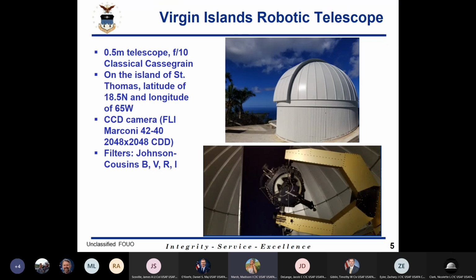The Virgin Islands Robotic Telescope is 0.5 meter in diameter. It's an F10 classical Cassegrain on the island of St. Thomas, and it's geographically located in a strategic position. It's the farthest east in North America, and it's closest to the equator. It's got a CCD camera on it, and you can read some of the characteristics as well. The filters were Johnson Cousins, and we did our imaging in the R band. You can take a look at these nice photos we have of the telescope that we used.